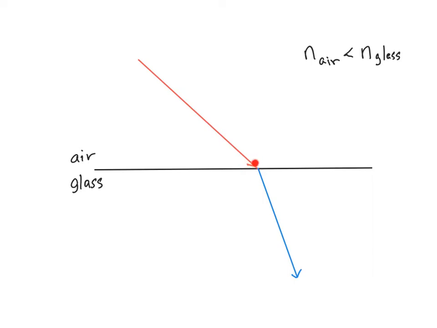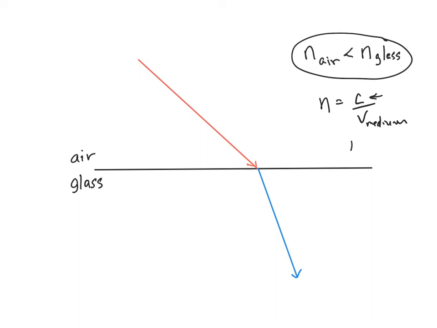and glass. It's going to refract when it enters the glass, so it's going to bend towards the normal because we know that the index of refraction for glass is greater than that for air. So remember how the index of refraction works. It's equal to the speed of light in a vacuum versus the speed of light in the new medium. So it's a ratio of those two things.